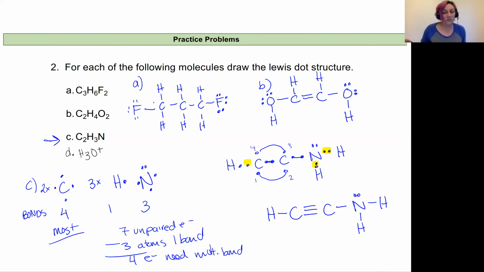And again, you could have a double bond between the carbons and a double bond between carbon and nitrogen. You could have a triple bond between the carbons and the nitrogen. There's a lot of different ways you could do this and still have a perfectly reasonable structure. I'm going to clean this up and then we'll do our last one, which is going to be a polyatomic ion.